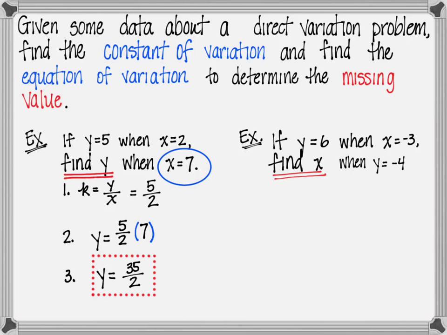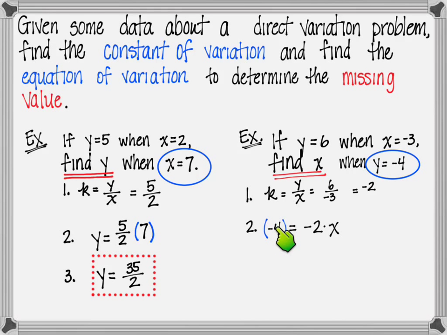Second problem. We're told that it's a direct variation, so I know that's true, and I have one set of data, 6 and -3. I try to find my constant, which is 6 divided by -3, which is -2. Now we write the direct variation equation, knowing that y equals -4 was given, and what we're trying to find is x. So we plug in y equals -4, and there we have it.